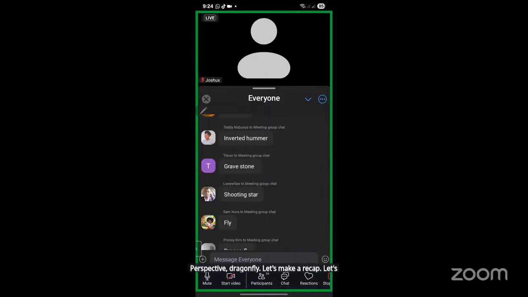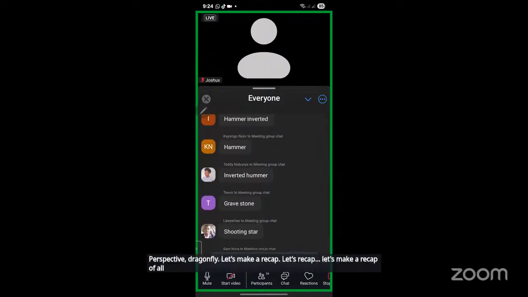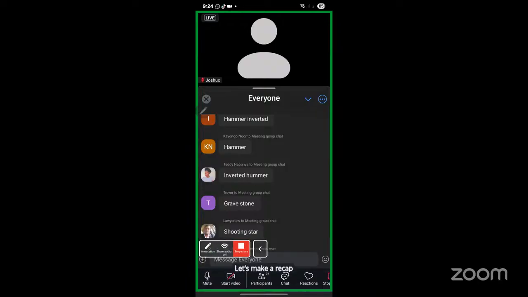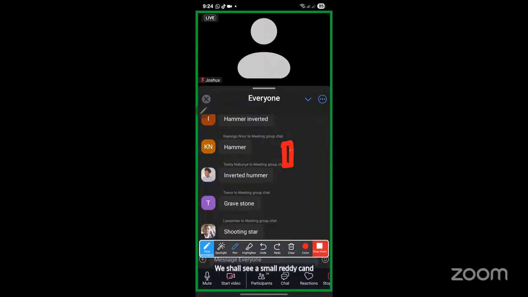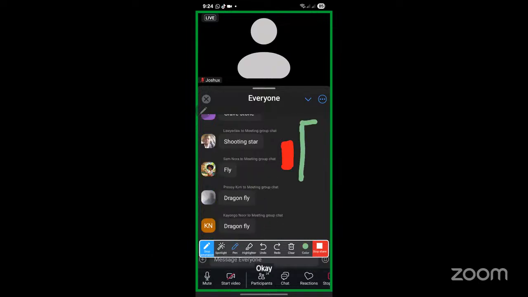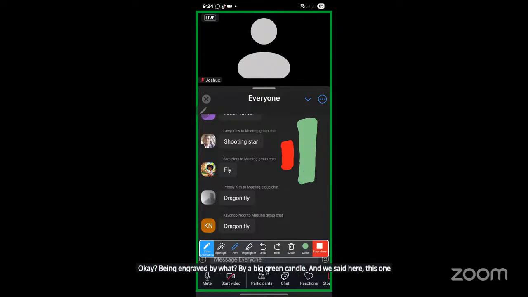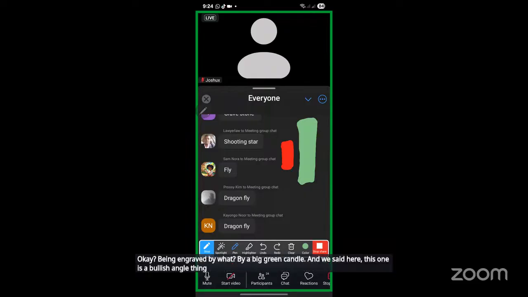Let's make a recap of all of them. Number one, we looked at the bullish engulfing bar, and we said for it to be bullish engulfing, we shall see a small red candle like this being engulfed by a big green candle. And we said this one is a bullish engulfing. To engulf is to enclose.